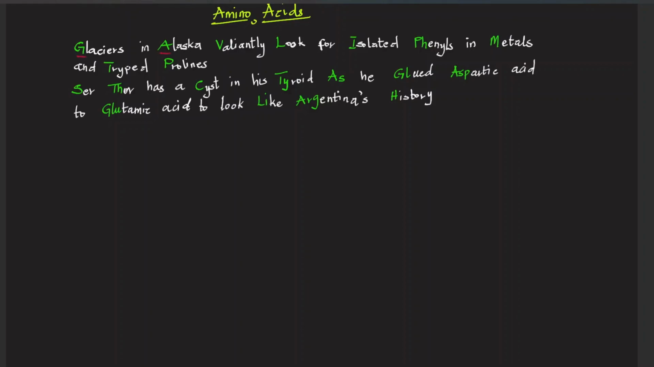We have alanine, valine, leucine, isoleucine, phenylalanine, methionine, tryptophan, proline, serine, threonine, cysteine, tyrosine, asparagine, glutamine, aspartic acid, glutamic acid, lysine, arginine, and histidine. These are the 20 amino acids. Next up, we'll be learning about the structure and the abbreviations for all of these amino acids.